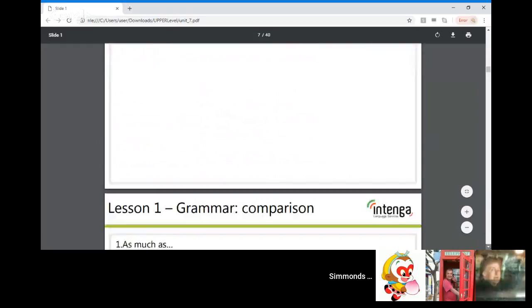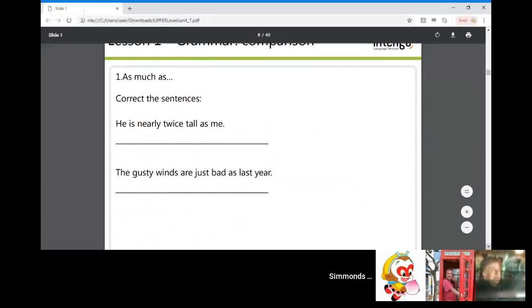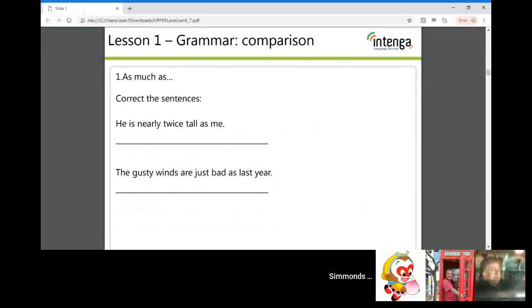There's one slide that I want to do. Oh yeah, this is it. So first, we'll do this one. We need to correct the sentences. He is nearly twice tall as me. What is wrong with this sentence? Between twice and tall. What do we need? Add the word as. Exactly. He is nearly twice as tall as me.